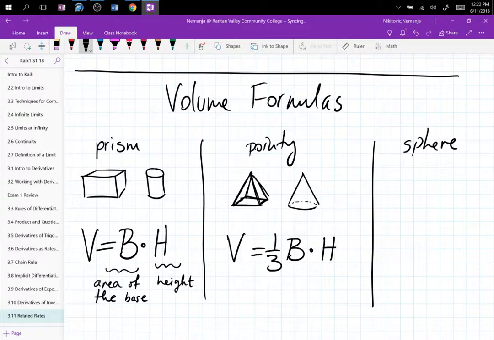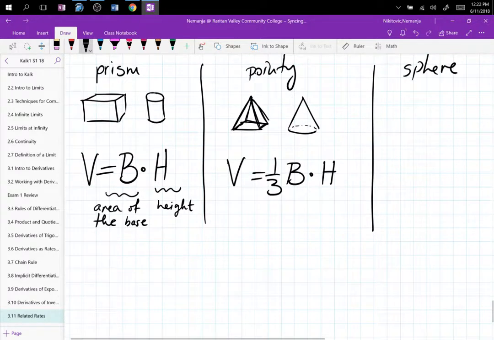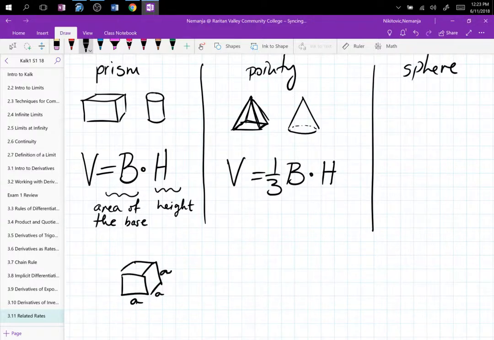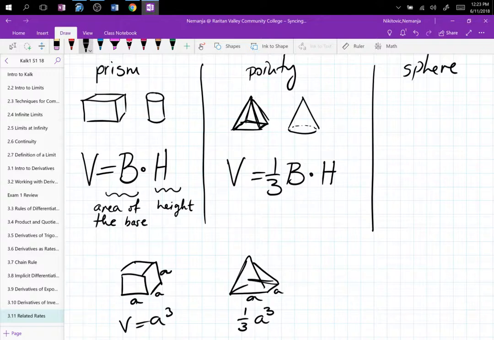So now, please observe that if I have a cube with side A everywhere, volume is A cubed. If I have a pyramid with side A, it is just 1/3 A cubed. All right? Well, given that the height is A as well, right? So that's what it takes to learn.